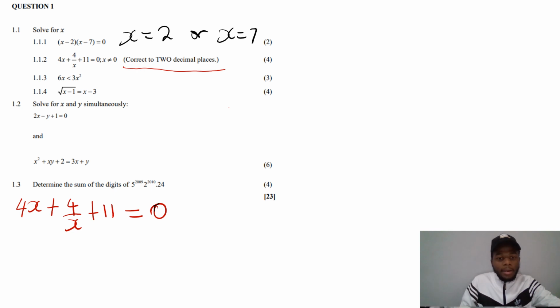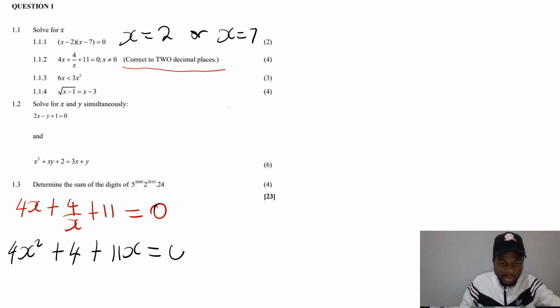To solve it, we first have to determine the LCD, our lowest common denominator. What is our lowest common denominator in this problem? Our LCD is x. So we multiply each and every term with our LCD, which is x. 4x multiplied by x is 4x squared, plus 4 over x multiplied by x leaves 4, plus 11 multiplied by x is 11x, equal to 0.